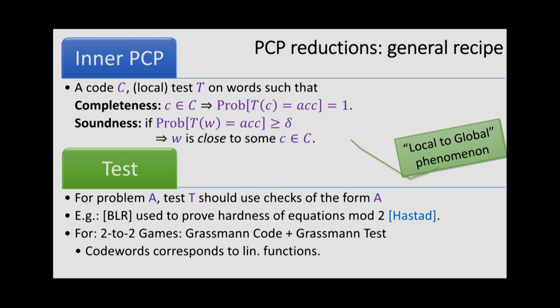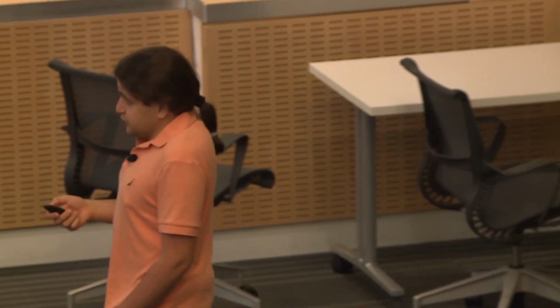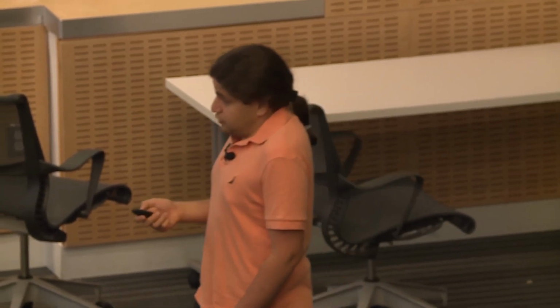And for us, we'll need a 2-to-2 test and an appropriate code. And this is what we present next. Again, our code will be encodings of linear functions, not by truth tables, but by something slightly more complex.